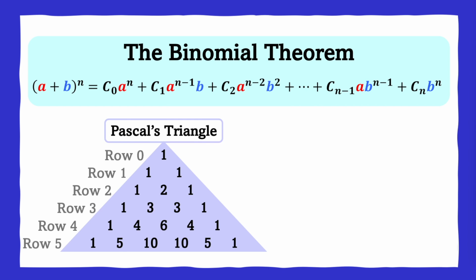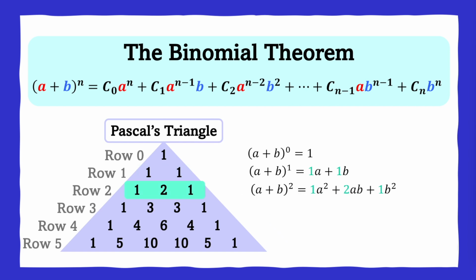How do we apply these numbers? If the binomial is raised to the 0 power, then it simply equals 1. If it's raised to the first power, then look at row number 1 in Pascal's triangle. We get coefficients 1 and 1. If it's raised to the second power, then look at row number 2. The coefficients are 1, 2, and 1. If raised to the third power, look at row number 3. The coefficients are 1, 3, 3, and 1.